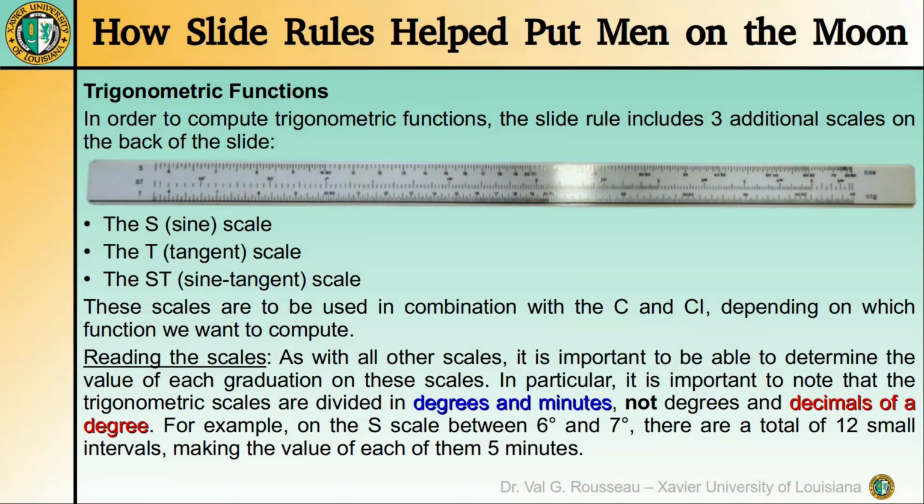We will see that by using them in combination with the C and CI scales, all the 6 trigonometric functions can be computed, as usual with 3 significant figures. Using these scales might be confusing at first, so let's go slowly. As for any other scales, it is important to be able to read the value of each graduation correctly.